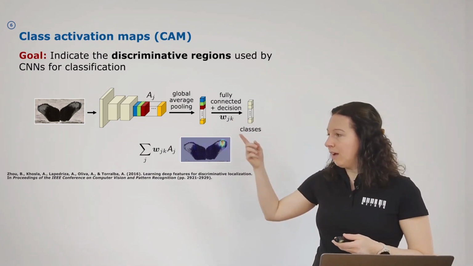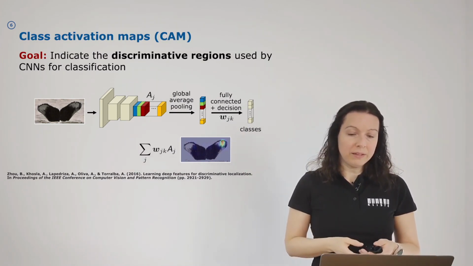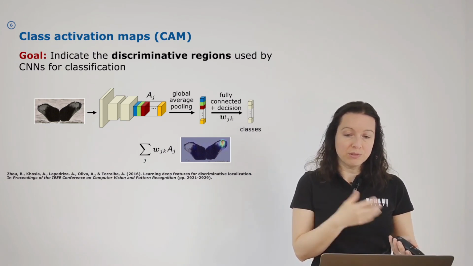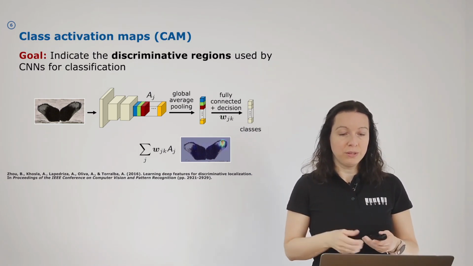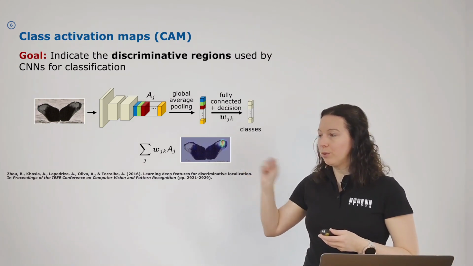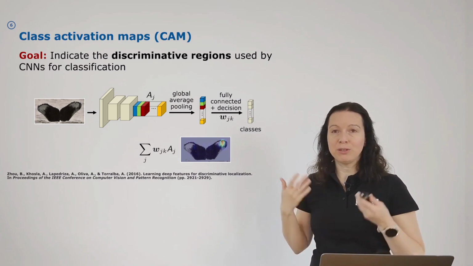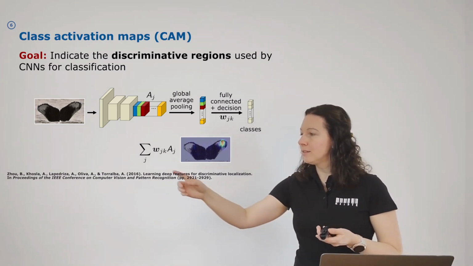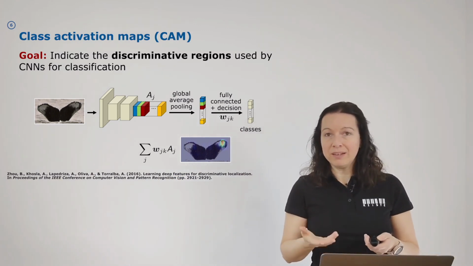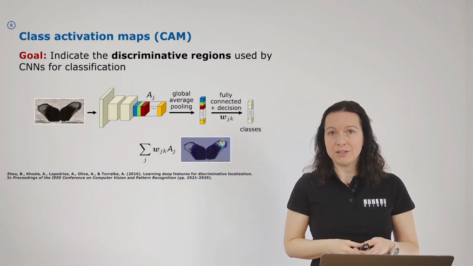What you have here are the parameters W, and these are the weights from the connection between the global average pooling outputs to the decision layer, so it's fully connected. And then what you actually want to have is this class activation map, or this final saliency map. This is done by multiplying these weights with the activation maps.